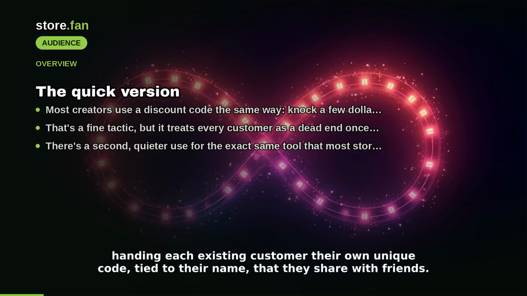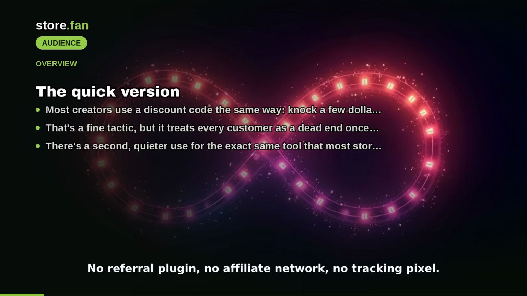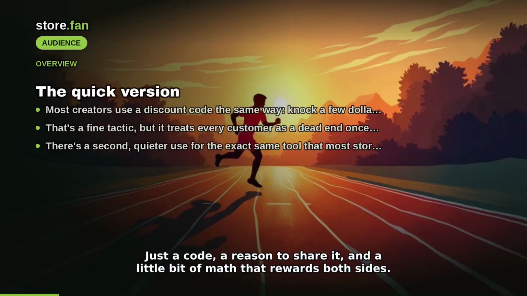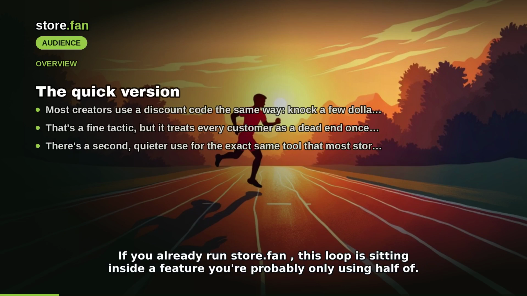Handing each existing customer their own unique code tied to their name that they share with friends. No referral plugin, no affiliate network, no tracking pixel. Just a code, a reason to share it, and a little bit of math that rewards both sides. If you already run Store.fan, this loop is sitting inside a feature you're probably only using half of.